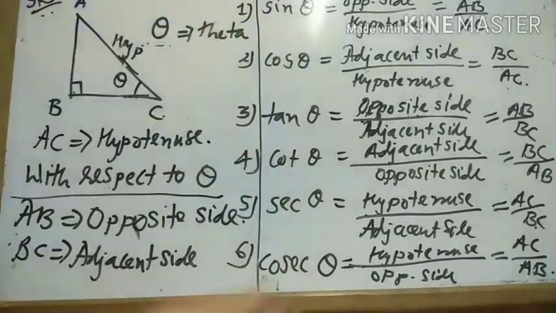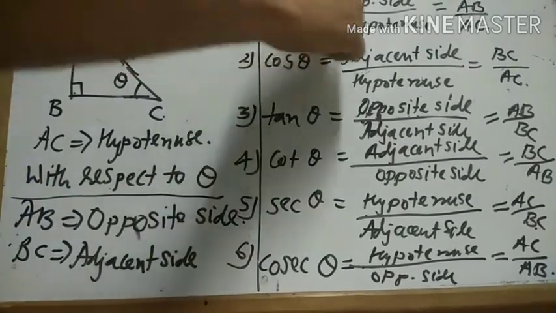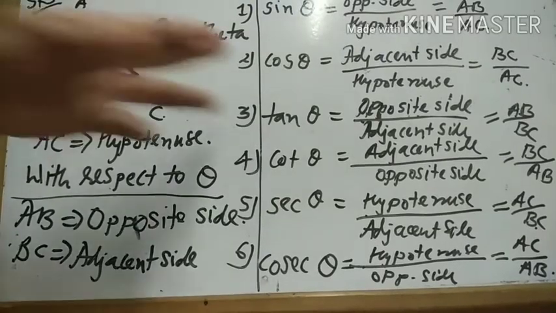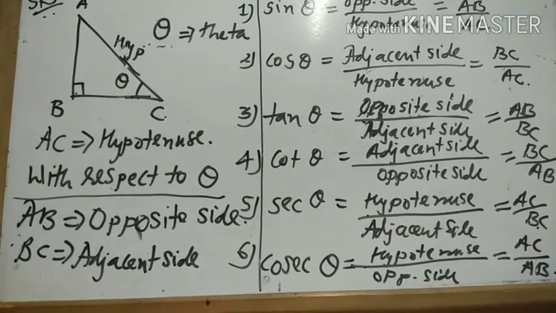So these are the 6 definitions you have to know. I repeat, sine theta is opposite upon hypotenuse, cos theta is adjacent upon hypotenuse, tan theta is opposite upon adjacent, cot theta is adjacent over opposite, sec theta is hypotenuse over adjacent, cosec theta is hypotenuse over opposite side.